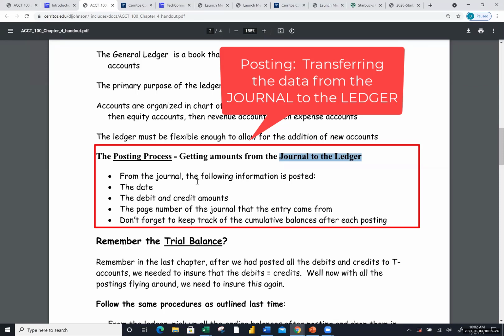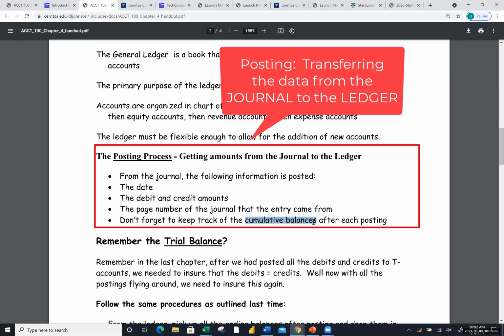From the journal, the following information is posted. We're going to carry over the date. We're going to carry over the debit and credit amounts to each account. And then we're going to cross-reference. That means in the ledger, we're going to put the page number of the journal where that came from. And of course, the hardest part of this is keeping track of the cumulative balances, because that's the whole reason why we do this.